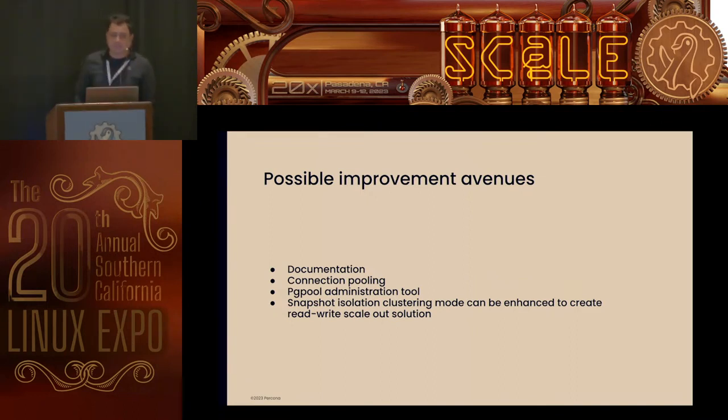Connection pooling, as I described, is again very basic, and that needs to be improved. And then I believe the newly added snapshot isolation clustering mode can be enhanced in the future, and we can create a full-fledged read-write scalable solution out of that snapshot isolation mode. Because I think that's one of the missing parts in Postgres: primary-primary replication doesn't exist.